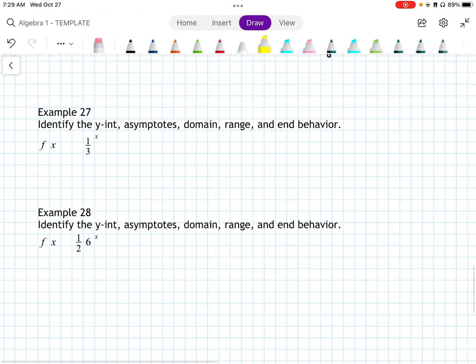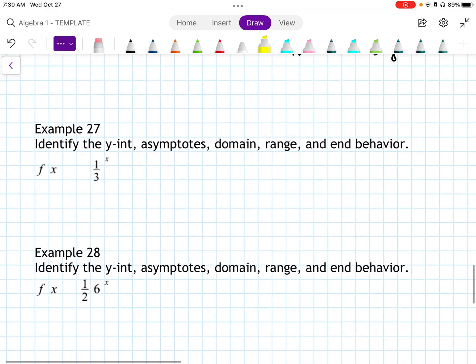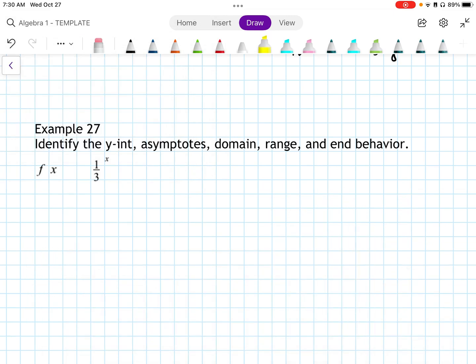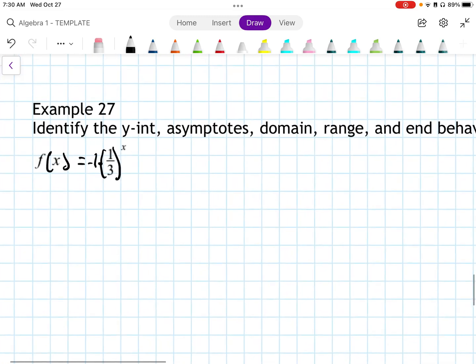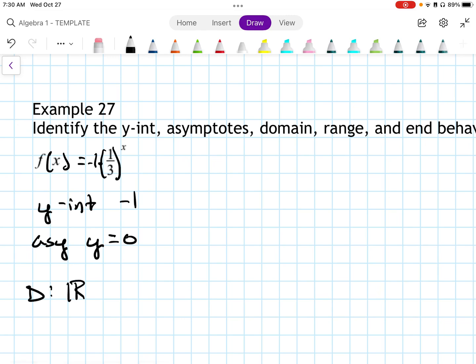All right, let's do number 27. This should say f of x equals negative 1 times 1/3 to the x. So really quick, I know that my y-intercept is negative 1. My asymptote is y equals 0. My domain is going to be all reals. My range, I'm going to sketch the graph before I get my range.